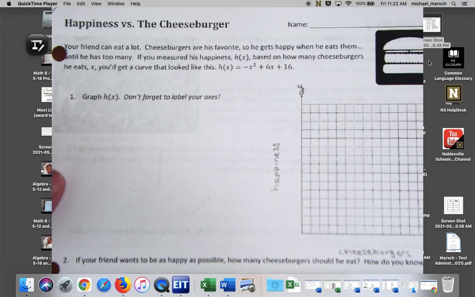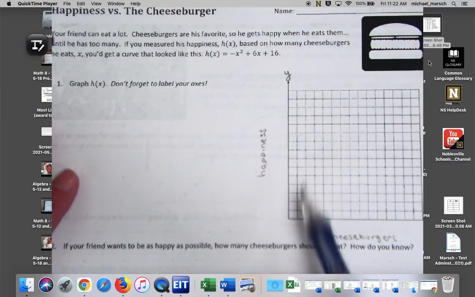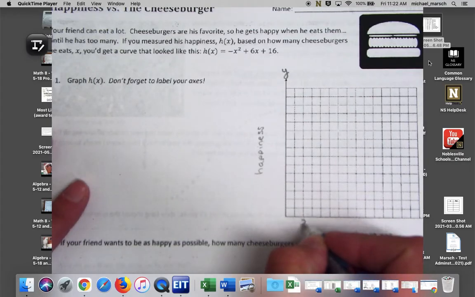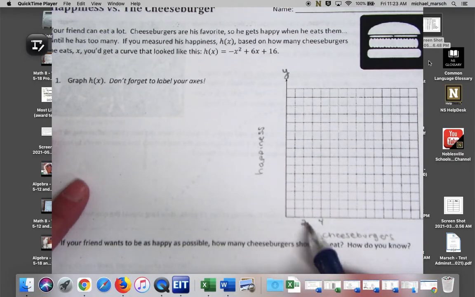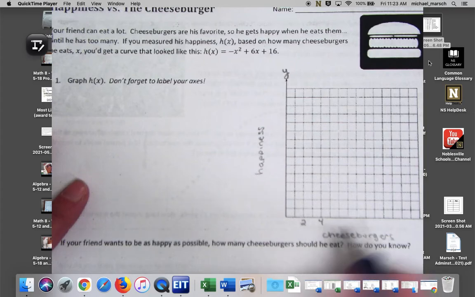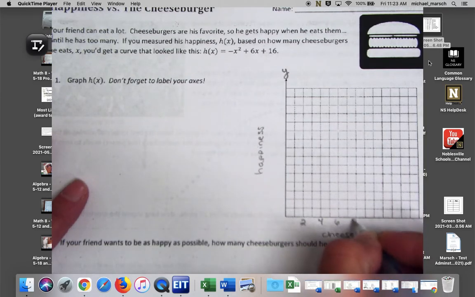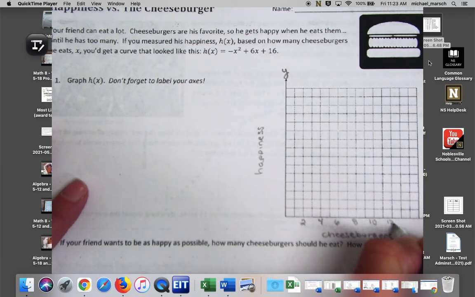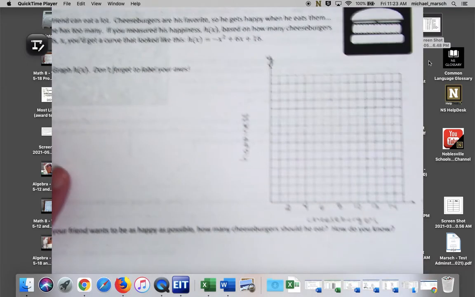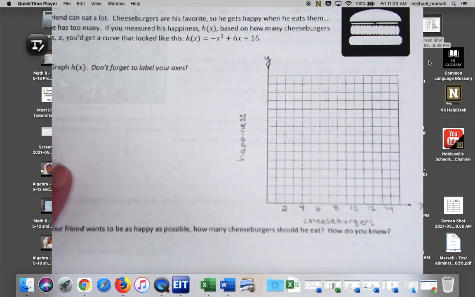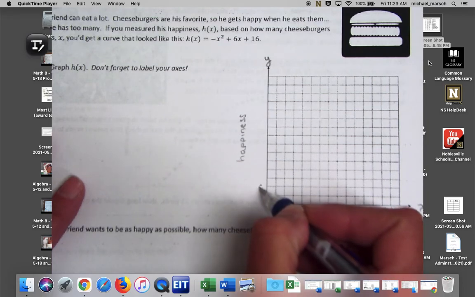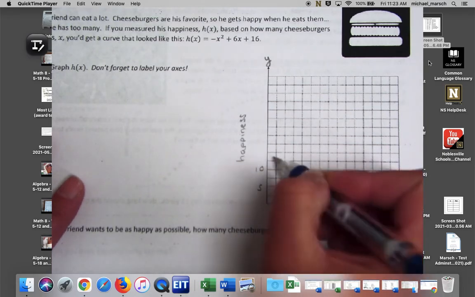Okay, so we have the table, the graph. Now I'm going to go by 2s, but really I'm still going by 1s. I'm just not writing the odd numbers because it gets cramped down there. So we have the x-axis labeled. And then the y-axis, I'm going to go every other line is going to be worth 5.